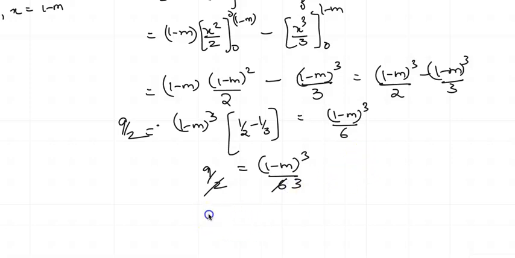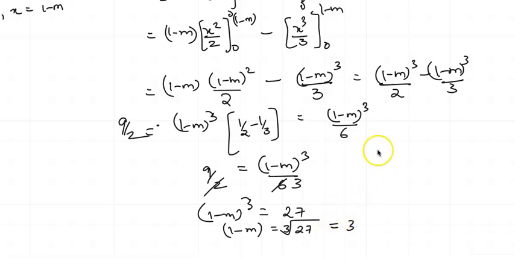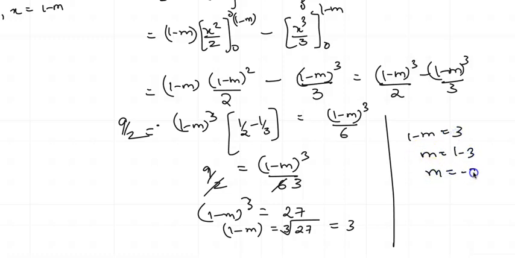So (1 minus m) whole cube equals 27, where 1 minus m equals the cube root of 27, which equals 3. So we have 1 minus m equals 3 and m equals 1 minus 3. m equals minus 2. The value of m is minus 2.